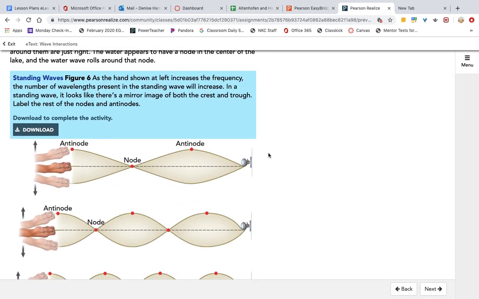Standing waves, Figure 6. As the hand shown at the left increases the frequency, the number of wavelengths present in the standing wave will increase. In a standing wave, it looks like there's a mirror image of both the crest and trough. Label the rest of the nodes and antinodes.